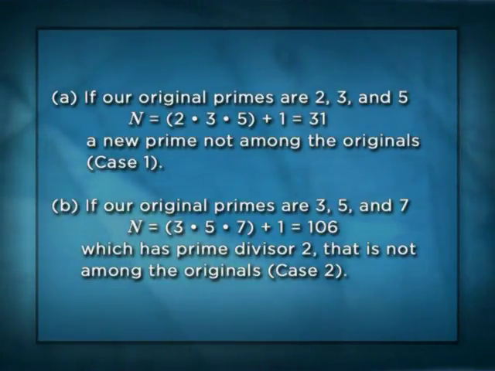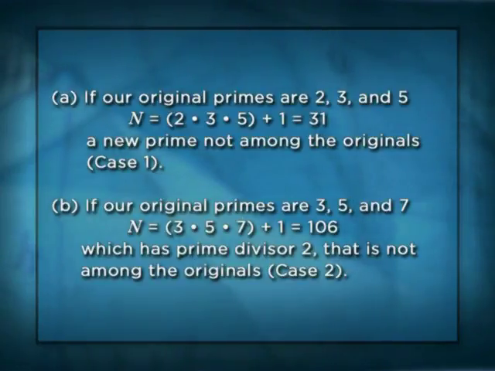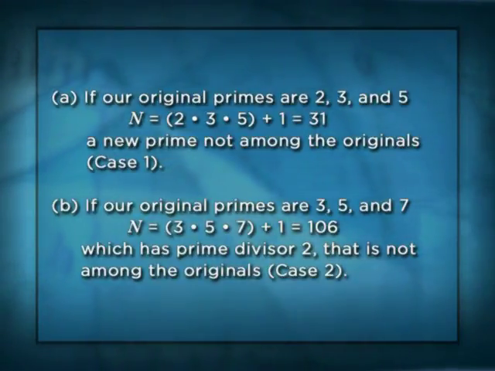The originals were 3, 5, and 7 in this example, and the prime I created that divided into 106 is not among these. It can't be. That's what Euclid proves in case 2. So either way, whether this number n is prime or not, he shows you where to get a new prime, not in your original list. That's the proof of the infinitude of primes.